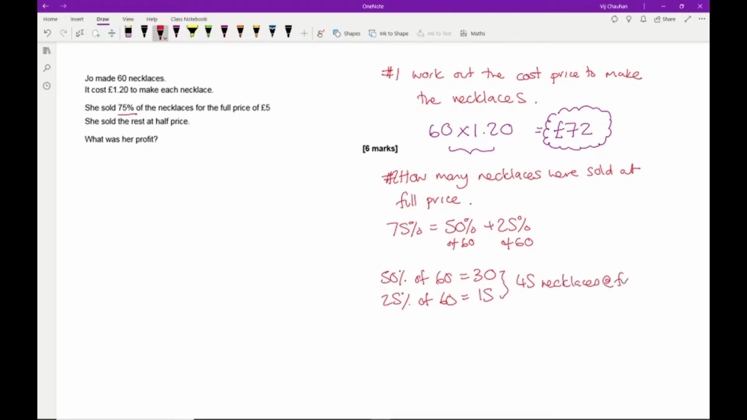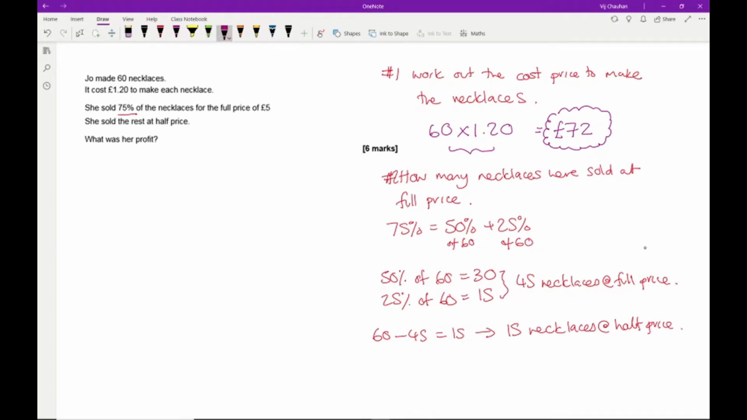at full price, meaning that, 60 take away 45 is 15, so she sold 15 necklaces at half price. And again, I would say that's probably going to be worth at least 2 or maybe 3 marks. Now what we need to do is work out how much her total selling price was.